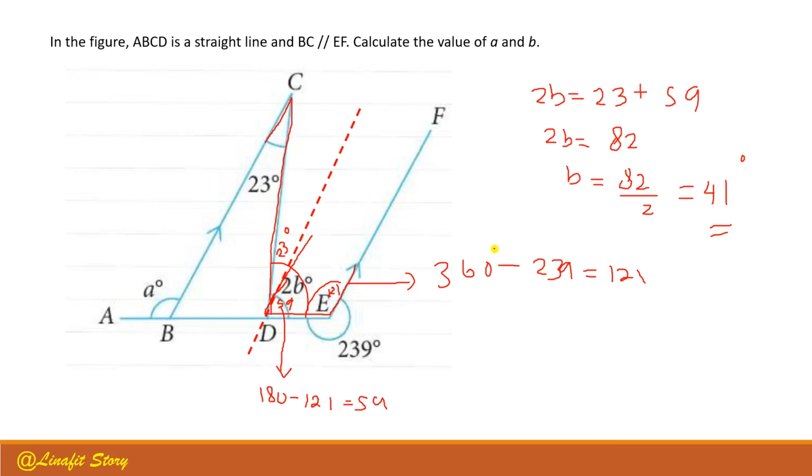And then we can see there is the letter F, F shape. F shapes are equal. This is 59, so angle CBD is also 59. And then now here we can see angles on a straight line. Angles on a straight line add up to 180 degrees. So a is equal to 180 minus 59, which is 121 degrees.